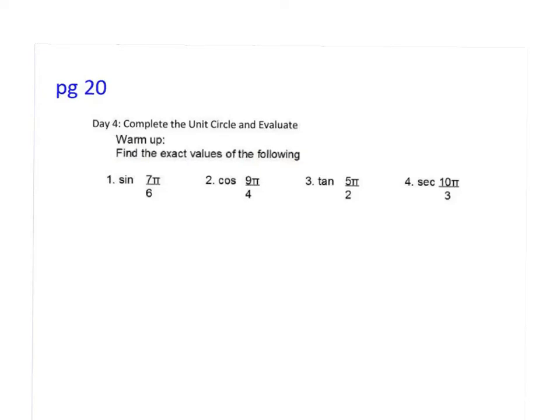Okay, turn to page 20, and we are going to pause the video here for you to do the warm-up. We will give you 5 minutes, and then we will go over the answers.